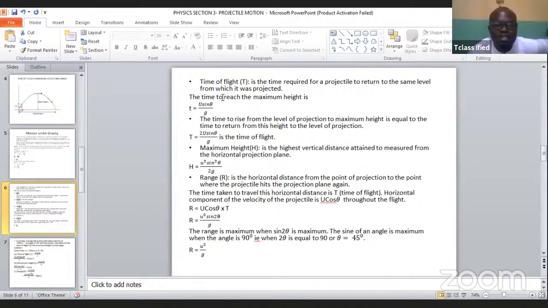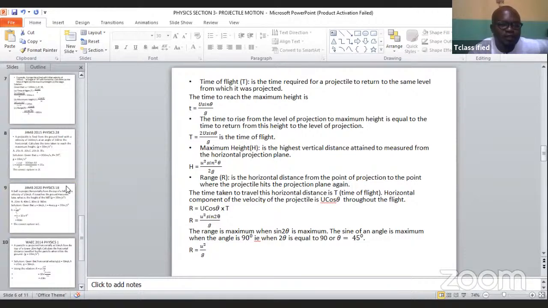So please take note of these formulas. It's important that you know that all of them are having just g as the denominator. The only one that has 2g is the maximum height. And it is also only the maximum height that has sine squared. Other ones are having just sine theta. The range is having sine 2 theta, but it's only this one that is having sine squared theta together with the velocity, which is also squared. So take note of these in the formulas, okay?